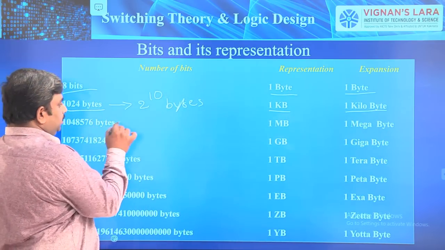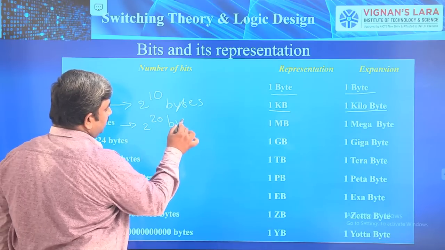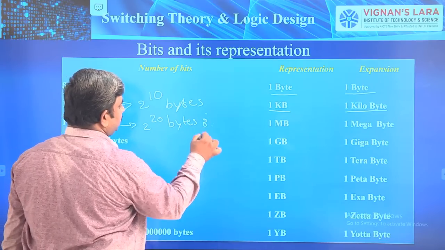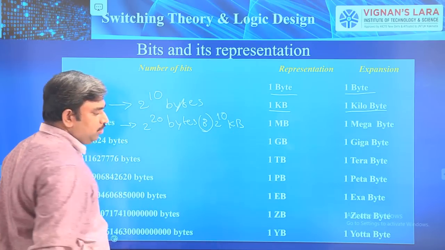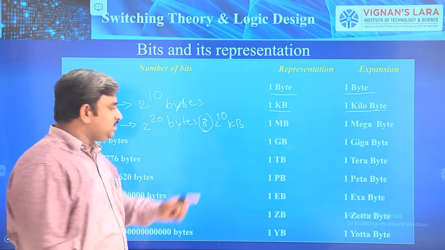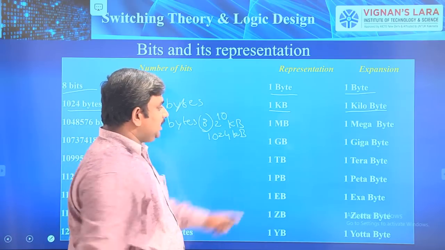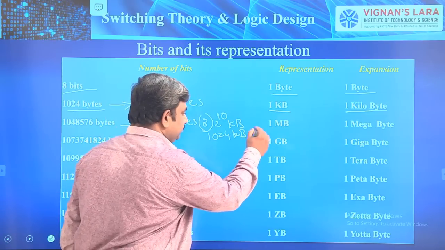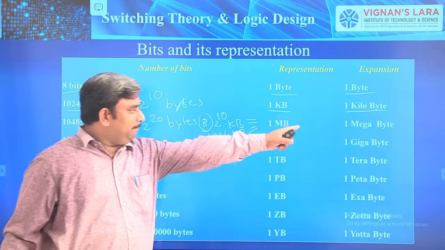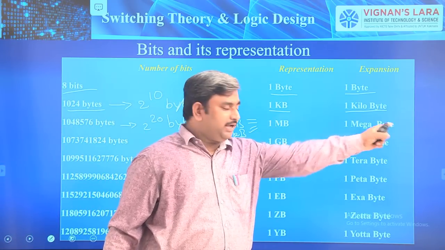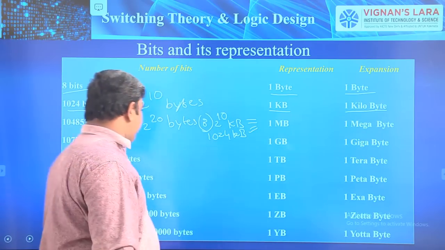Next, this is 2 power 20 bytes or 2 power 10 KB. 2 power 10 means 1024 KB. 1024 KB is equal to 1 megabyte. Right? 1024 KB is equal to 1 megabyte. I have written here the expansion, and I have represented here the abbreviation. 1 MB is equal to 1 megabyte.